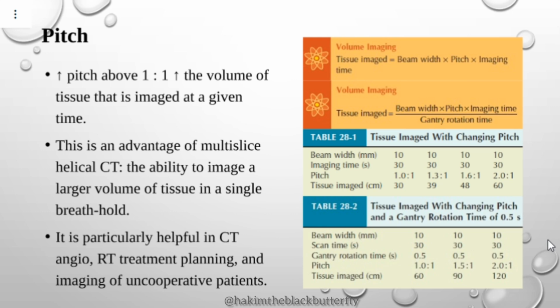It's also useful in radiotherapy treatment planning. CT images we need for radiotherapy treatment planning can be captured at a pitch greater than 1 because we don't need images that are diagnostic. In treatment planning, we don't really need diagnostic images. We want just images for planning. And for imaging of uncooperative patients, you can use a pitch of greater than 1.